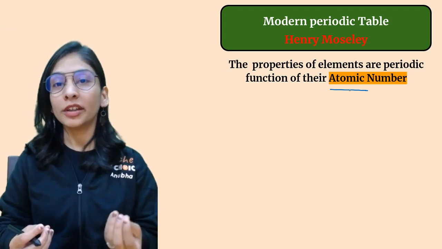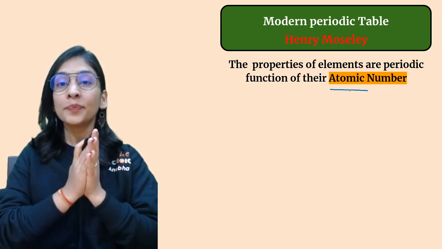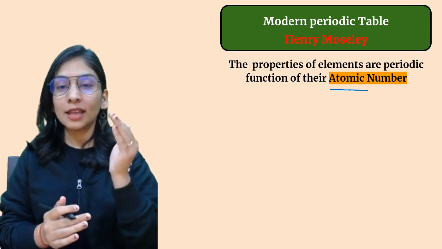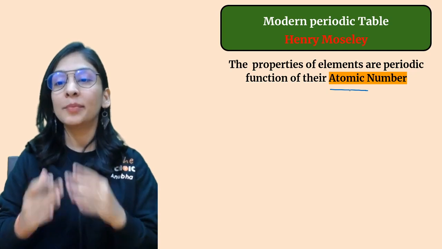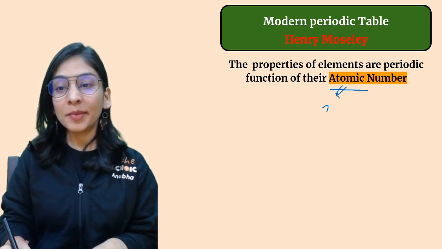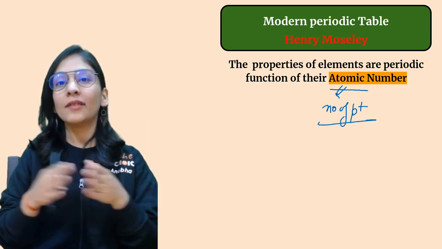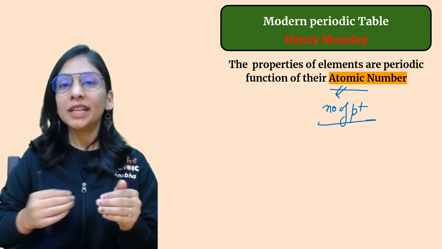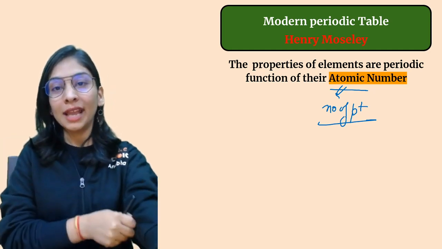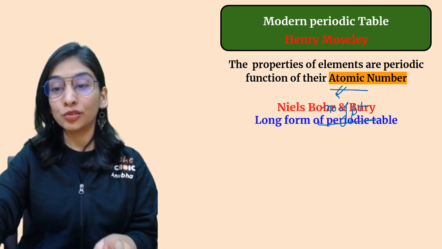That's what the modern periodic law says: the repetition in the properties of the elements will happen because they are going to have the same kind of electronic configuration, and that totally depends upon atomic number. That represents the number of protons, more of a fundamental property of each and every element. No two elements can ever have the same atomic number. So there will be no repetition in the entire periodic table, and it will make much more sense then. So yeah, that's the one that we are going to choose.